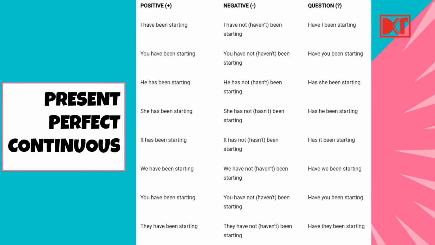Now here we have present perfect continuous. Like here, for first person singular, I have been starting, I haven't been starting. The question would be, have I been starting? So here which verb it is? Start, to start. Present perfect continuous. Then second person singular and second person plural will remain the same.